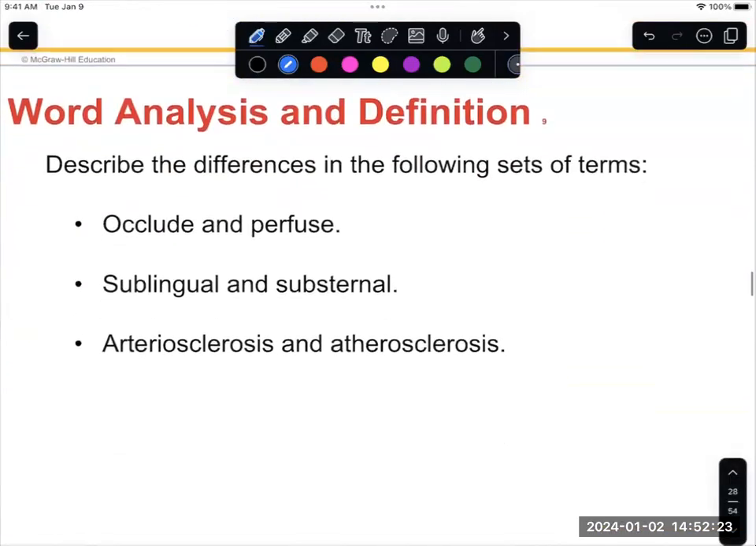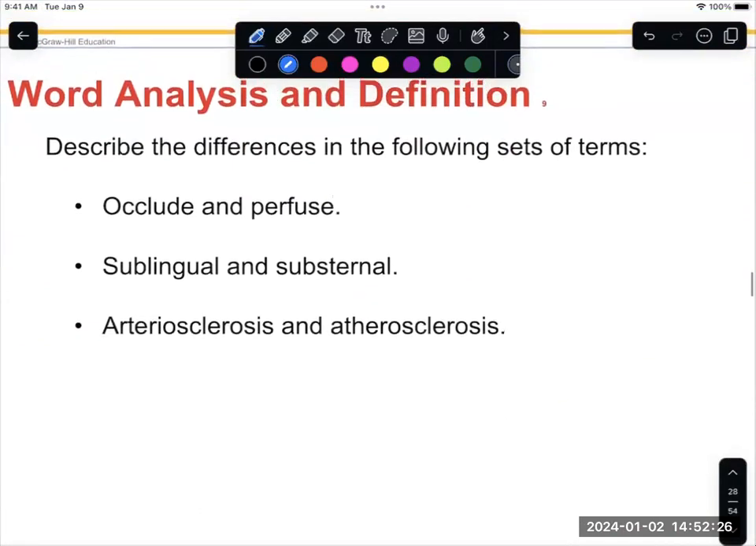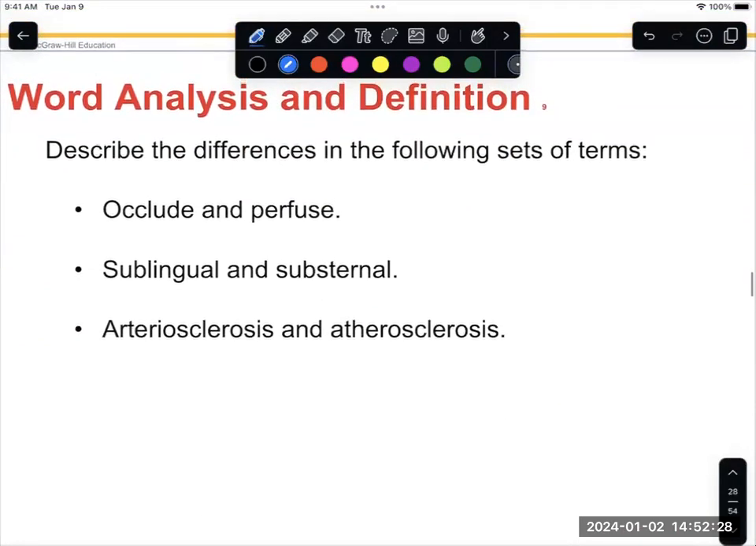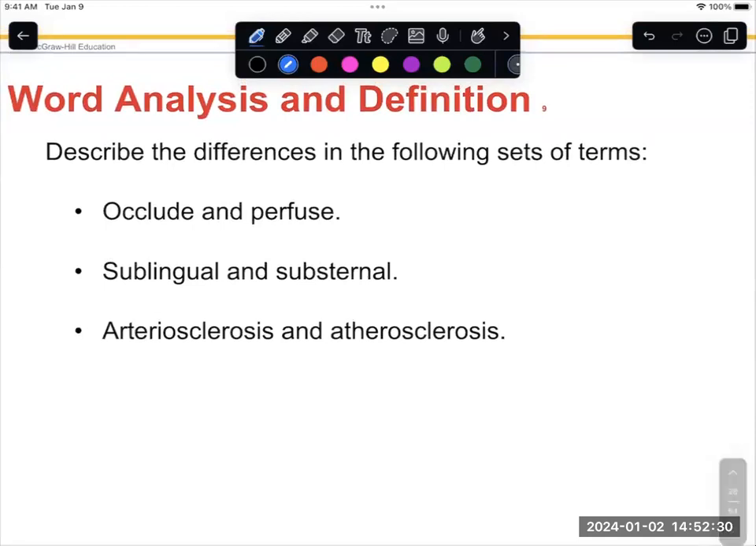Occlude versus profuse. Occlude means a blockage, while profuse means it's free, blood is free flowing. Sublingual is linguals for tongue, so under the tongue. Substernal, under the sternum.